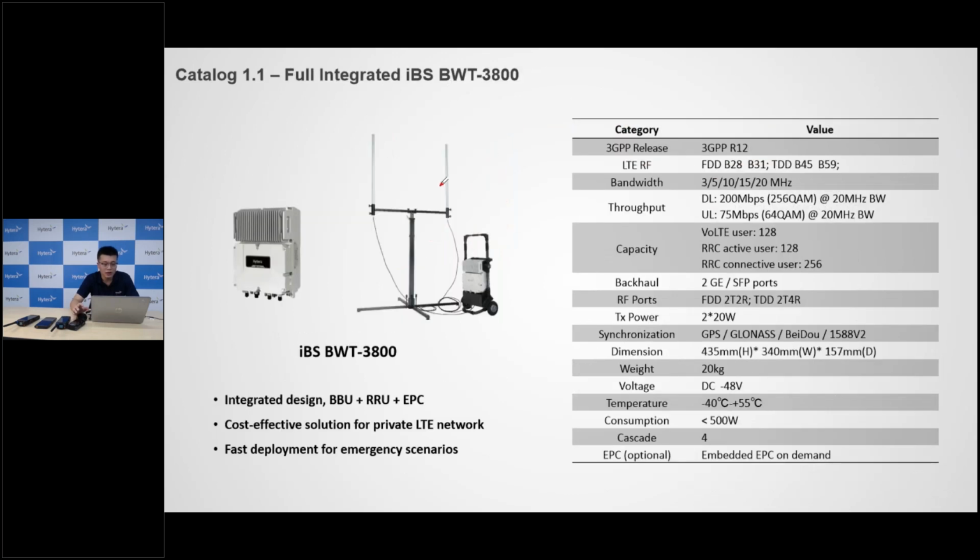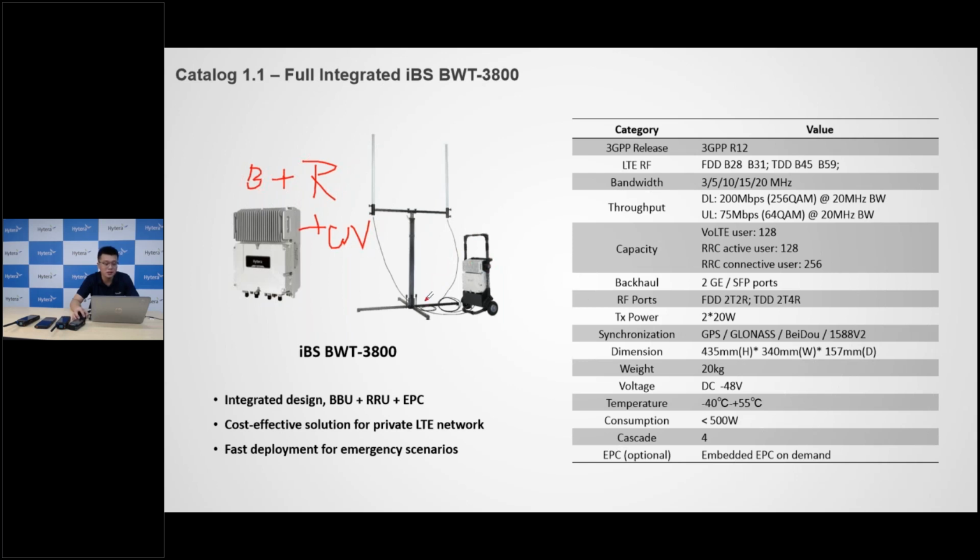The next type of the integrated base station is our old friend, the Hytera IBS integrated base station. This product is quite awesome because it is not only the base station part, BBU plus RU, but we also have the core network inside. So that means with just one IBS device, you will have a standalone, small-scale LTE network coverage.